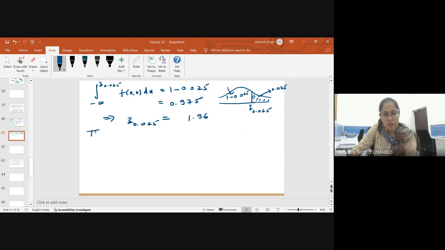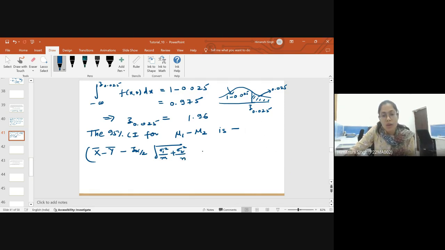Now the 95% confidence interval for mu1 minus mu2 is given as x bar minus y bar minus Z alpha by 2 under root of sigma 1 square by m plus sigma 2 square by n, comma, x bar minus y bar plus Z alpha by 2 under root of sigma 1 square by m plus sigma 2 square by n. Now we know all the values, so we will be substituting.